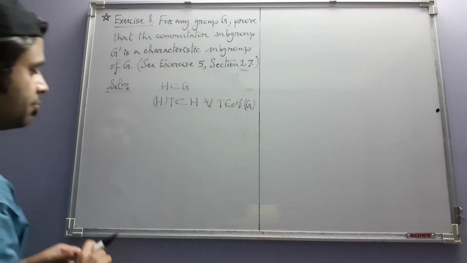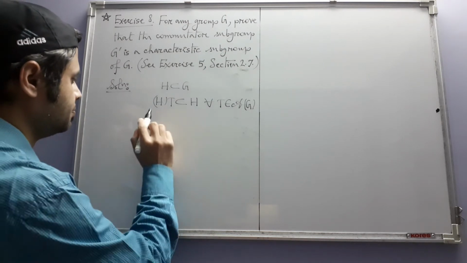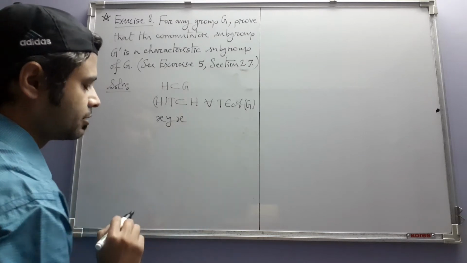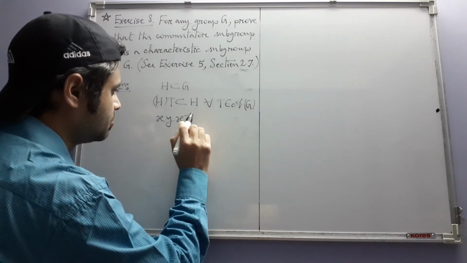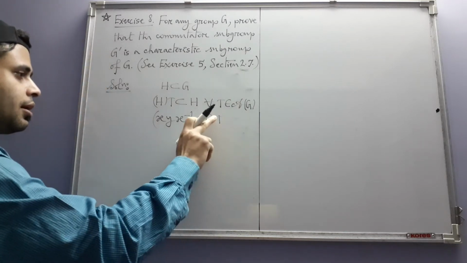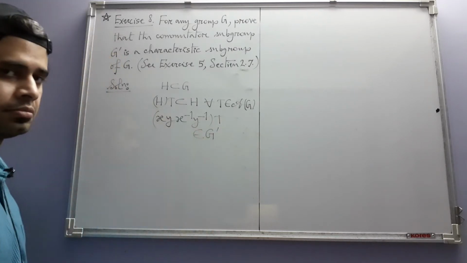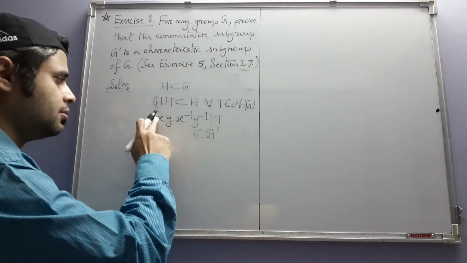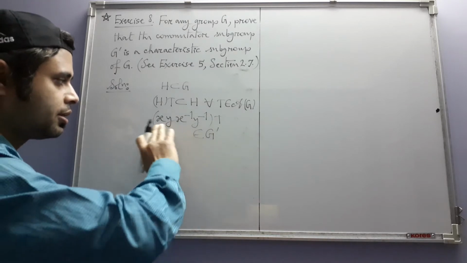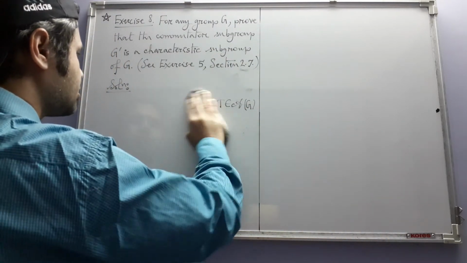Now note that since the commutator subgroup is generated by the commutators of the group, it's enough to prove that if you take two arbitrary elements x and y in G, then the image of this commutator under any automorphism of G is again in the commutator subgroup, because then since these elements generate G prime, if you apply any automorphism on any element of G prime, automatically all those images will be in G prime. So we start the solution like that.